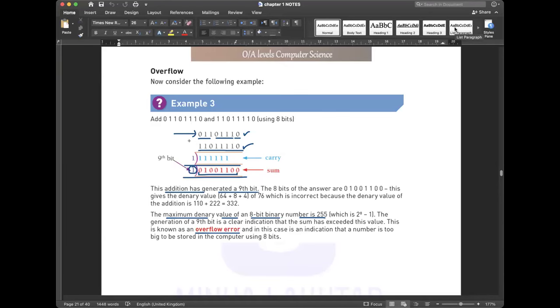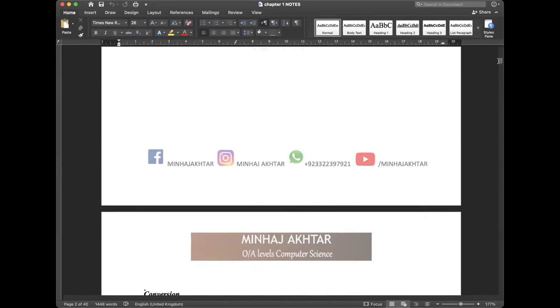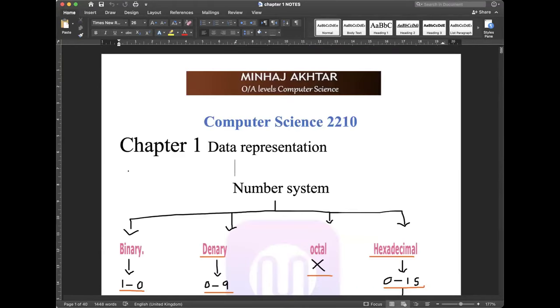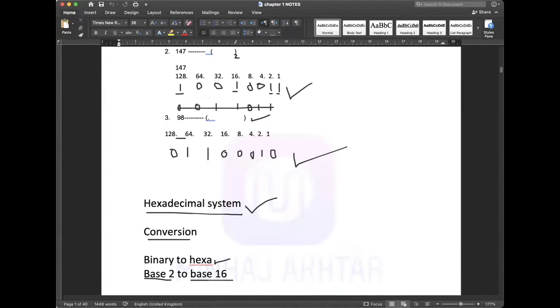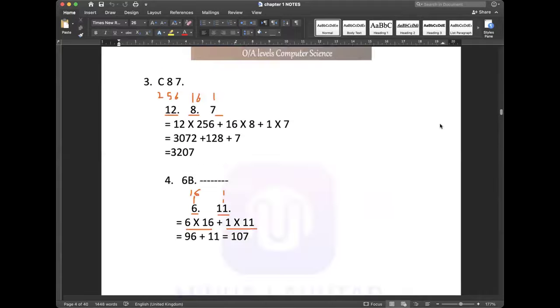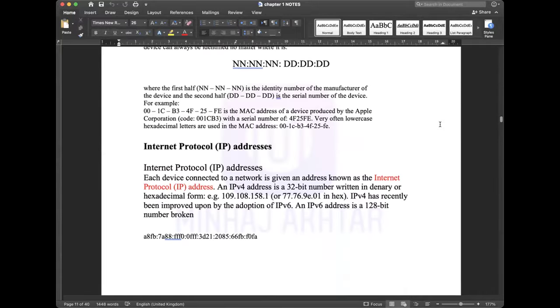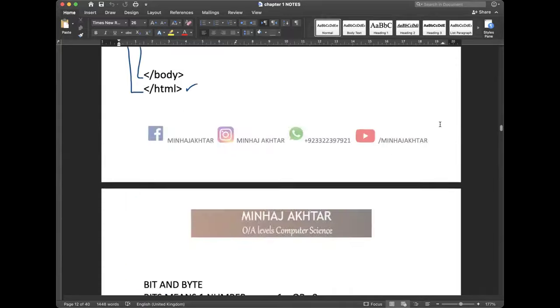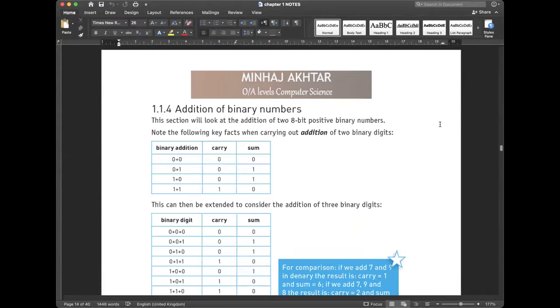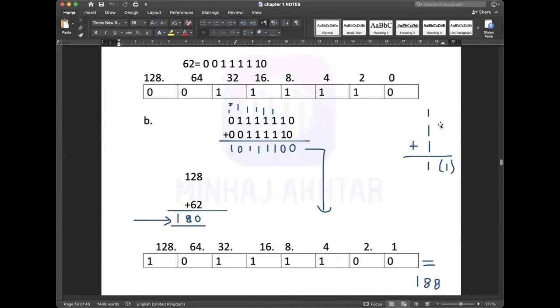Welcome to Computer Science IGCSE, and we are on chapter number 1, data representation. In data representation, we have to continue with the topic of overflow. So what is the basic meaning of overflow? In computers, I told you about the 8 bits register, isn't it? 8 bits register.